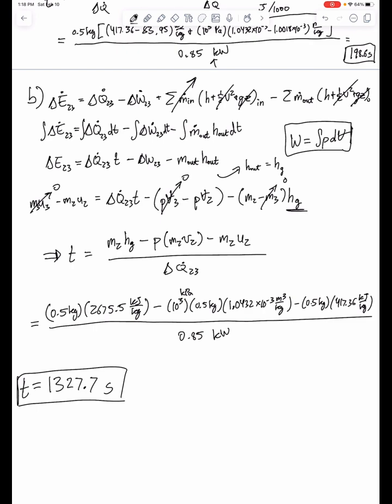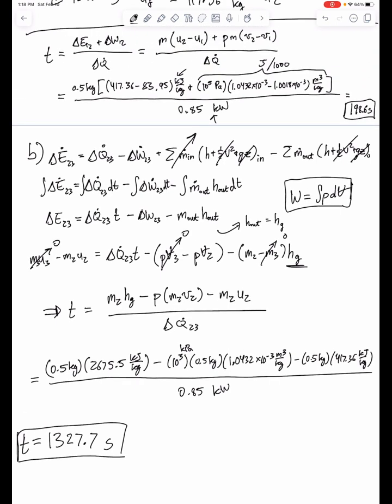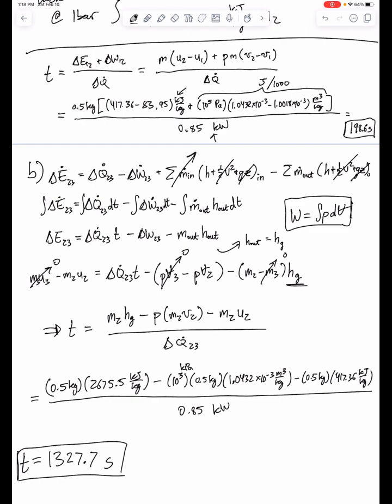So this is an example of transient problems where there's mass leaving a system. Maybe I could have shown a problem where mass is entering a system, but it's kind of the same thing. I'd assume you just include that term right here.